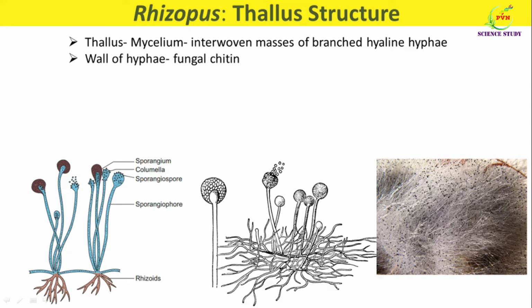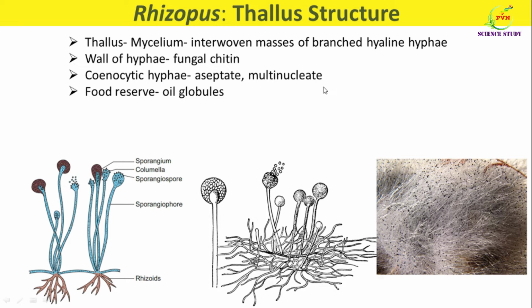The wall of hyphae is made up of fungal chitin and not of cellulose as in green plants. The hyphae in mycelium are aseptate and multinucleate, that is cenocytic. So here you can see that no septa are present, and therefore it is known as aseptate or cenocytic hyphae. It contains many nuclei and so is described as multinucleate. The food reserve in Rhizopus is in the form of oil globules.